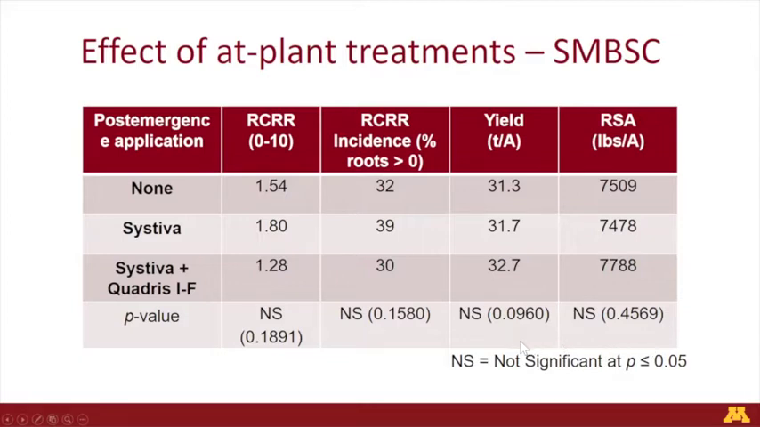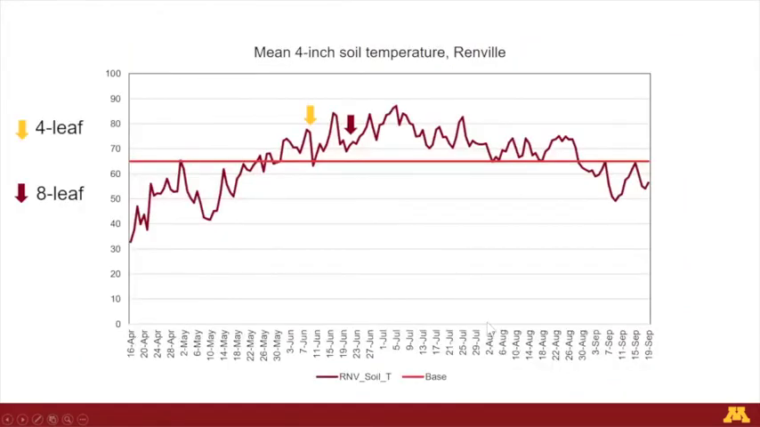But the major difference we saw was in terms of the post-emergence application, right? So this is the 4-inch soil temperature from Renville location here. And 65, this is the temperature we used to track prior to having seed treatments for Rhizoctonia.